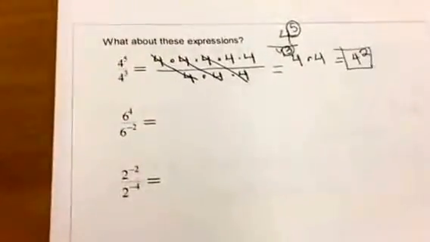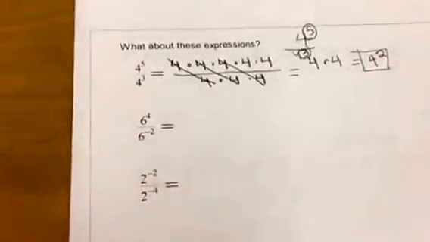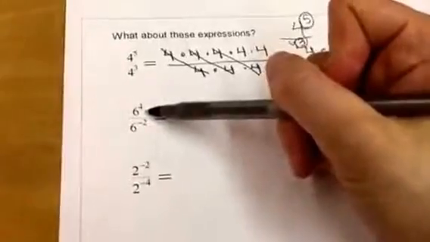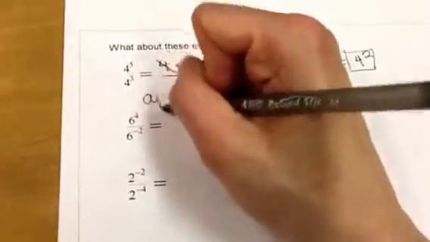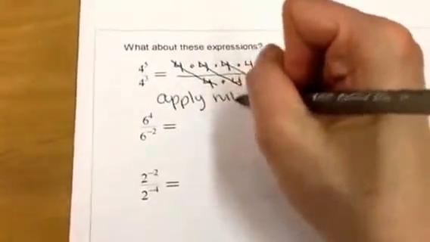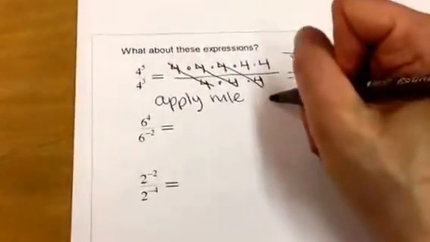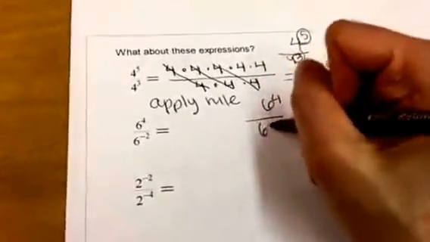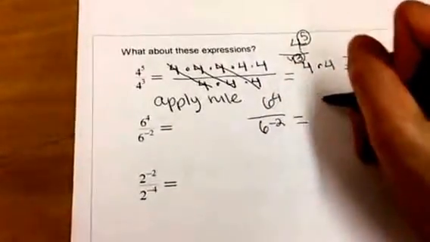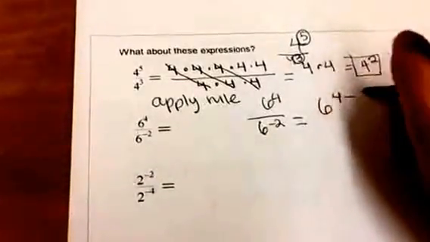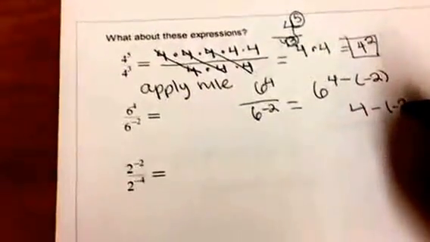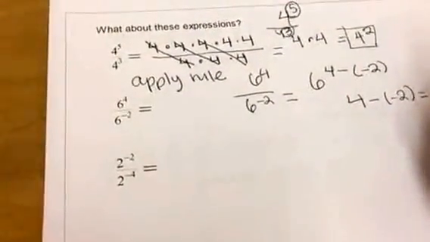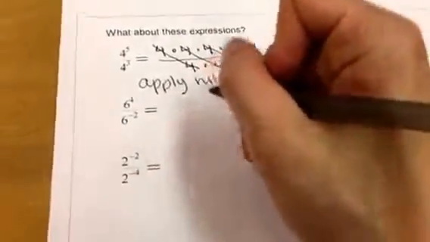All right, so let's see if that works for this down here. So what I have here is 6 to the 4th power divided by 6 to the negative 2. So I'm going to apply my new rule. So 6 to the 4th power divided by 6 to the negative 2 should equal 6 to the 4 minus a negative 2. So what is 4 minus negative 2? Well, it's equal to a positive 6. Okay, so this is going to equal 6 to the 6th power.